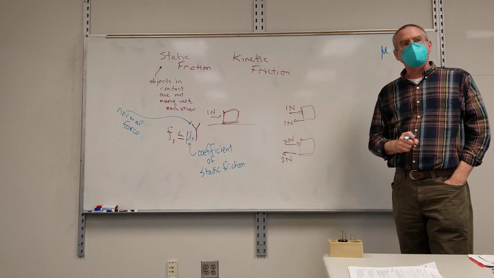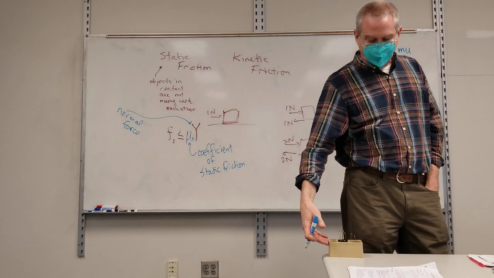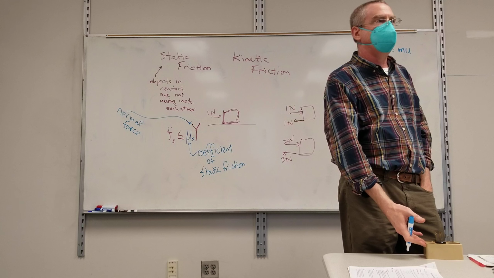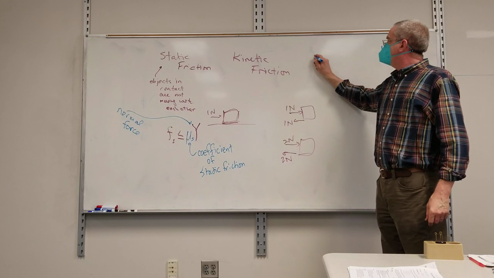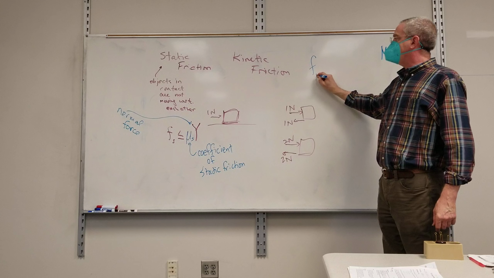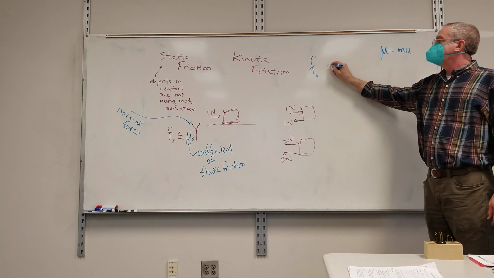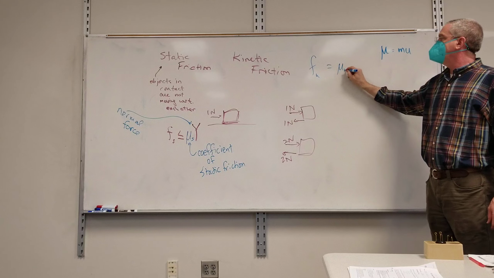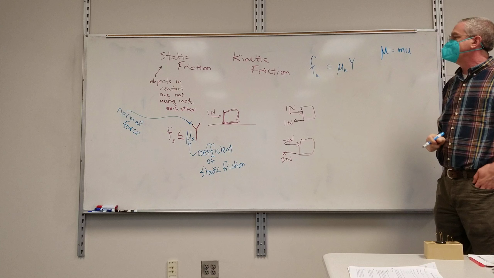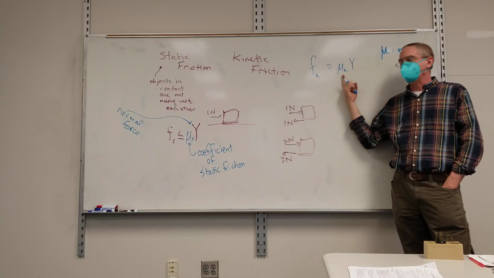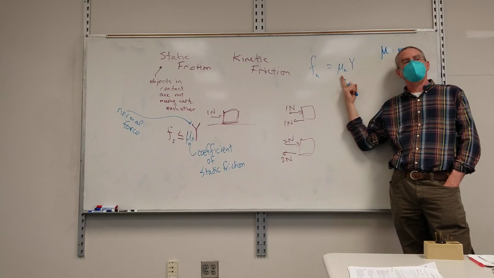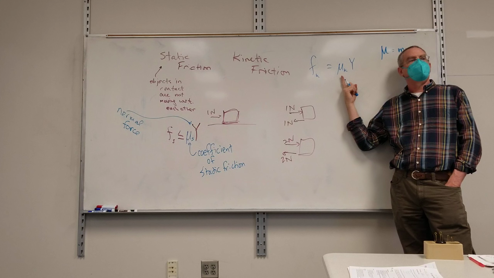Once it starts moving under this model, it's relatively easy to keep moving. And so the kinetic friction, cleverly labeled F sub k, is equal to mu k times the normal force. And anyone want to take a huge guess at what mu sub k represents? The coefficient of kinetic friction. Absolutely.